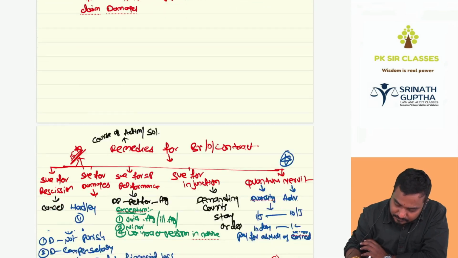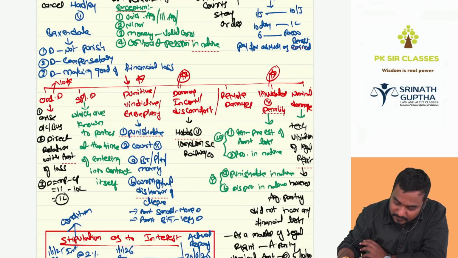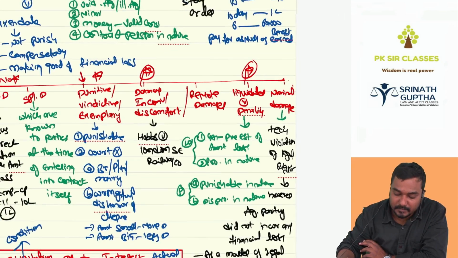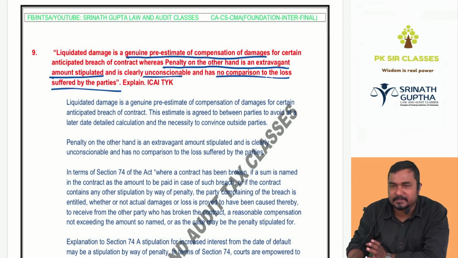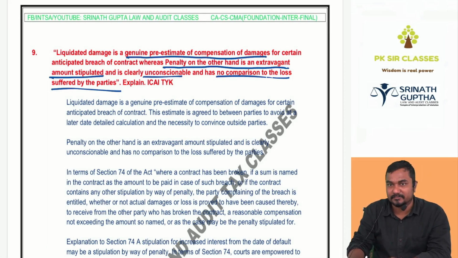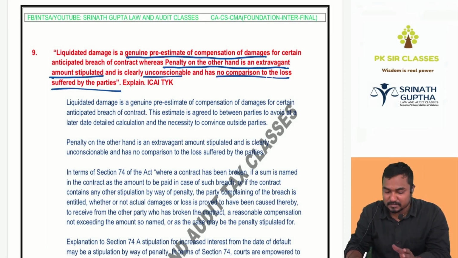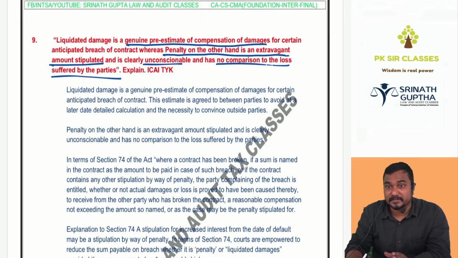Liquidated damages and penalty. So he already explained 50% in the question itself. Then he's asking the difference between liquidated damages and penalty.